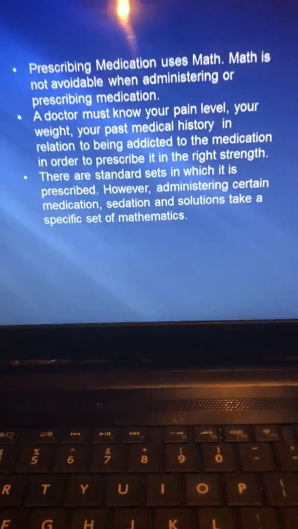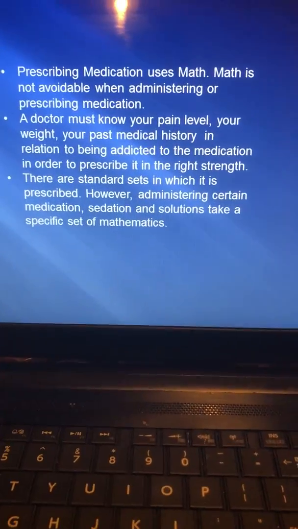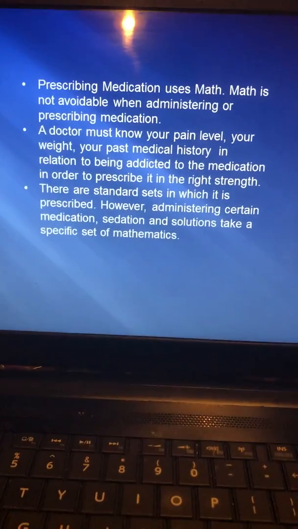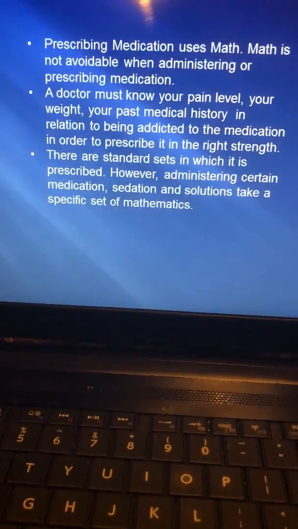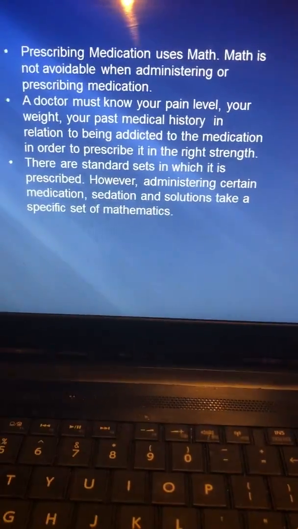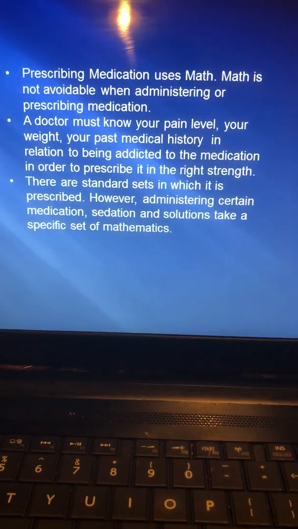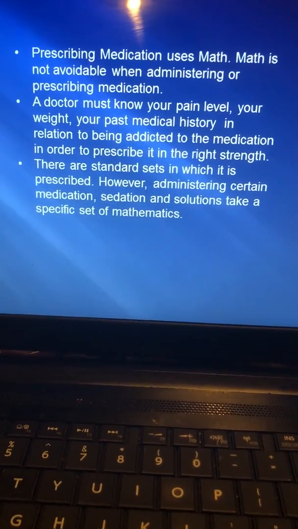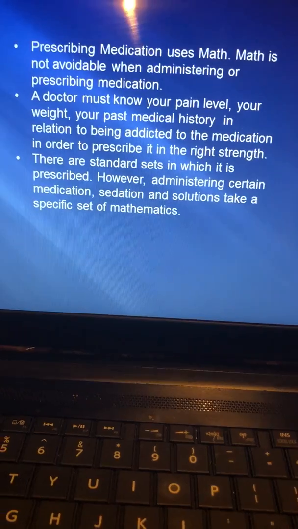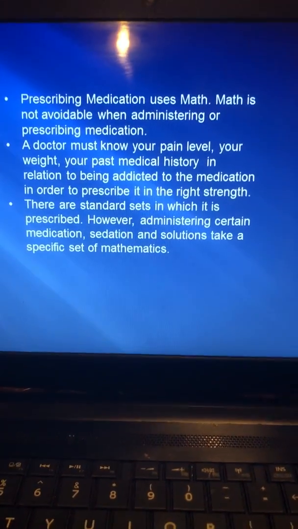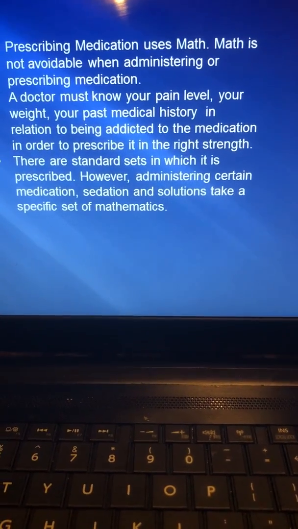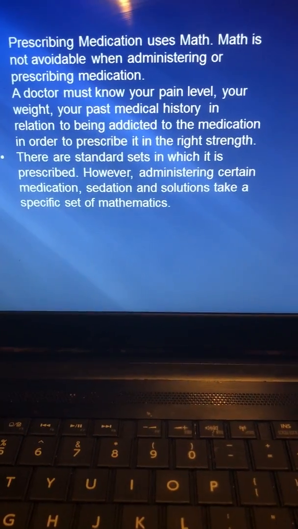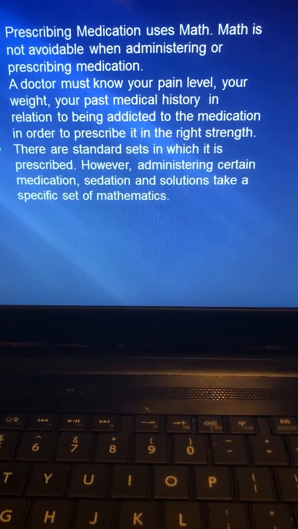So in all, you should have learned today that prescribing medication uses math, that you can't avoid math when administering or prescribing medication. Your doctor has to know your pain level. They have to base it on how much you weigh and your past medical history in relation to not being addicted to the medication that they're going to prescribe, and the strength that they're going to prescribe it in. There are standards set which they use to prescribe the medication. However, when administering a certain medication and sedating you, there are certain solutions that they must follow.